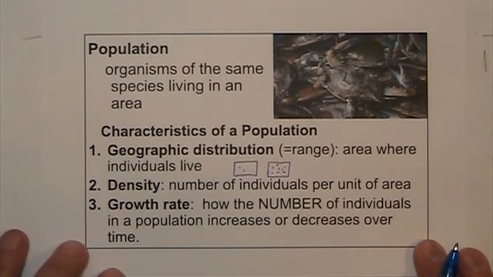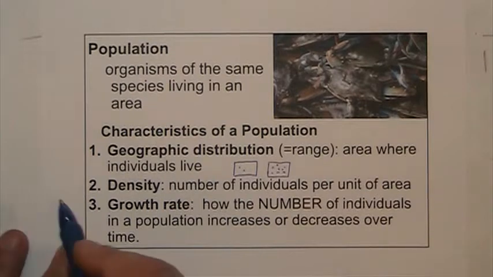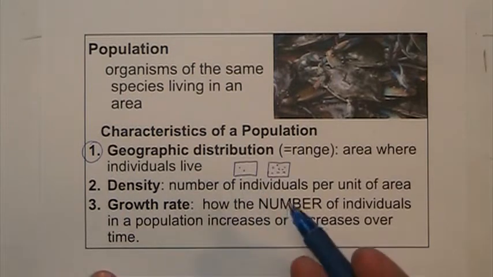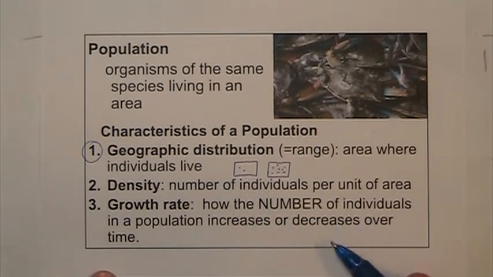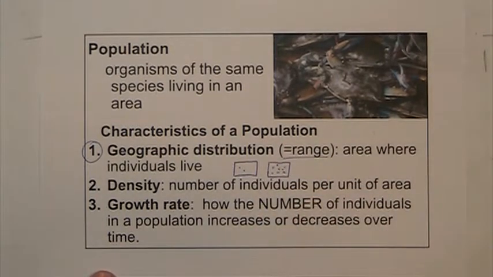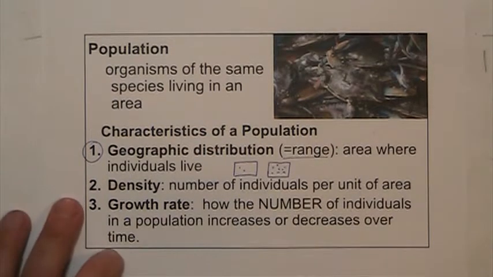There are a number of characteristics of a population. One of the things that we always want to study is their actual geographic distribution. Basically, where are you going to be able to find these individuals? And that is also sometimes called the range. So we want to know exactly where you find these organisms.